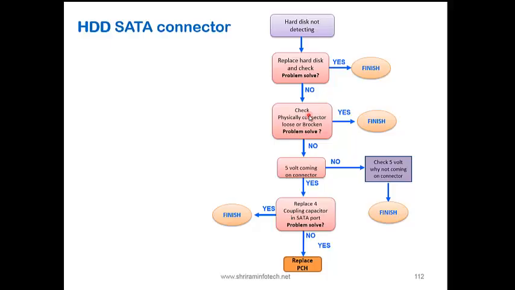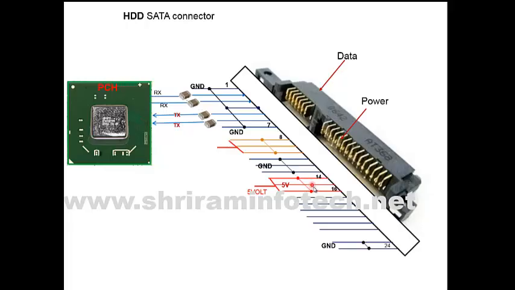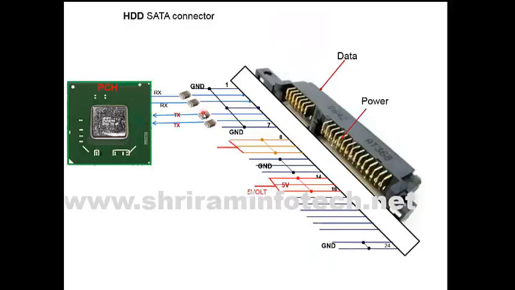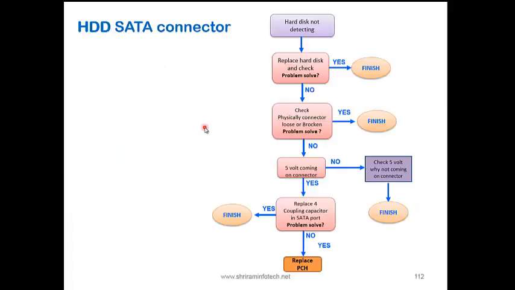If the connector is perfect, then you check the 5 volt, that is the power. You have to check the power over here. If the power is not proper, then check why this power is not proper. If the power is present, then go down and check all the 4 coupling capacitors. These are the coupling capacitors between the PCH and the connector, so you have to replace all the 4 capacitors and recheck. If the problem is solved, finish. If the problem is still there, then the possibility is the PCH. So these are the hard disk related issues.